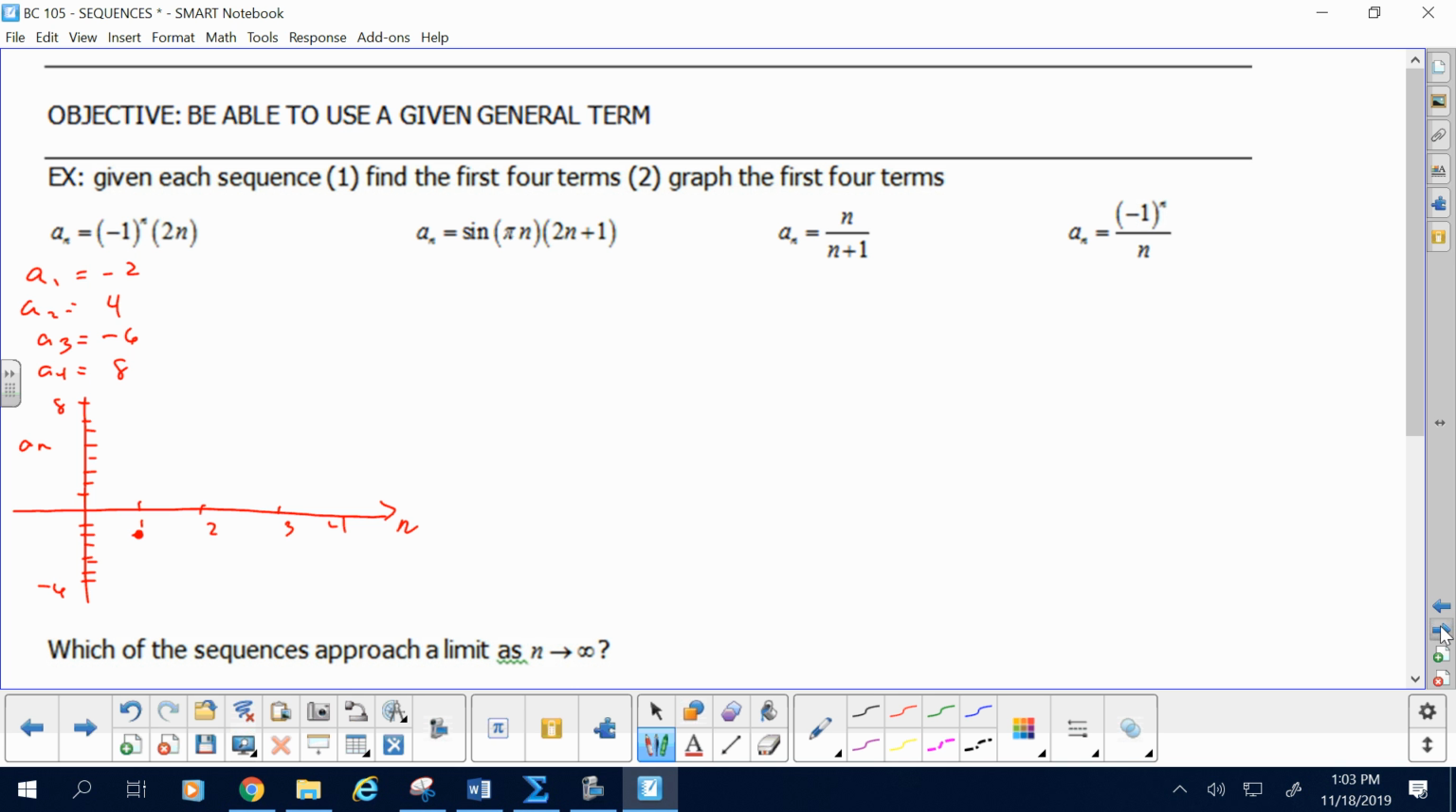The second term is positive 4. The third term is negative 6. The fourth term is positive 8. Does it look like those terms are approaching a limit or spiraling out of control? Okay, you would say that diverges, and we'll talk about that in a minute. Try the next 3. Give me the first 4 terms, then sketch the sequence, or at least the first 4 terms of the sequence.